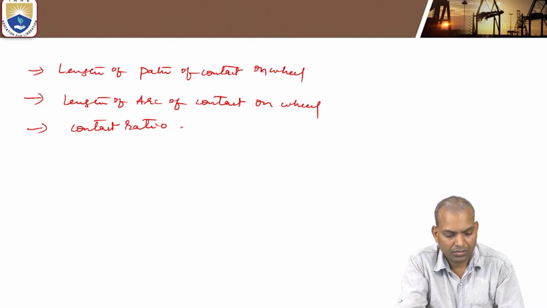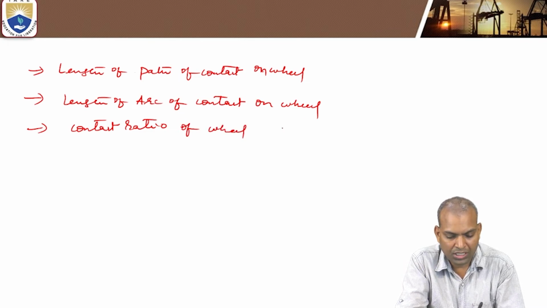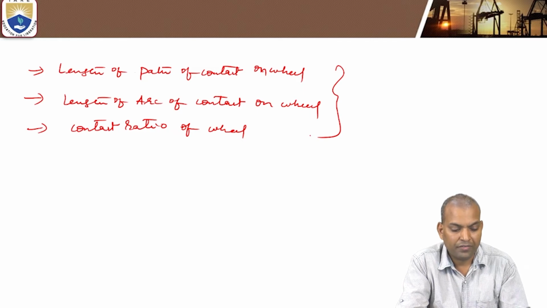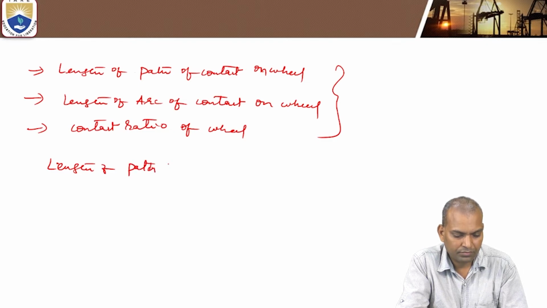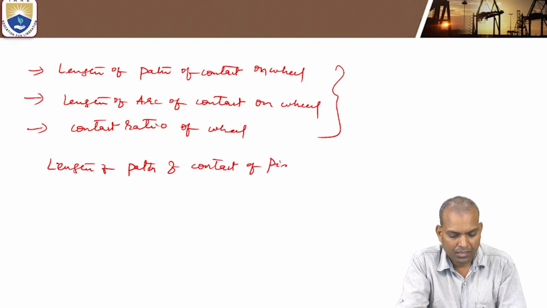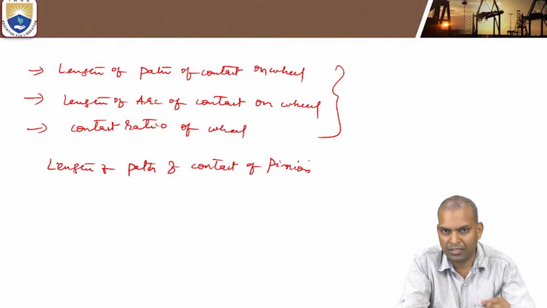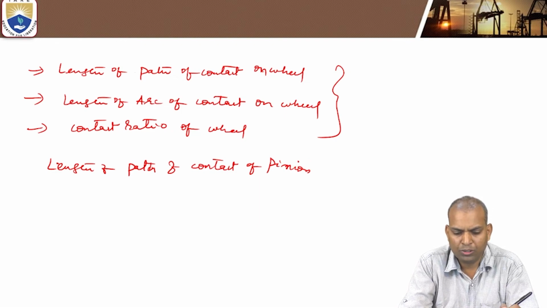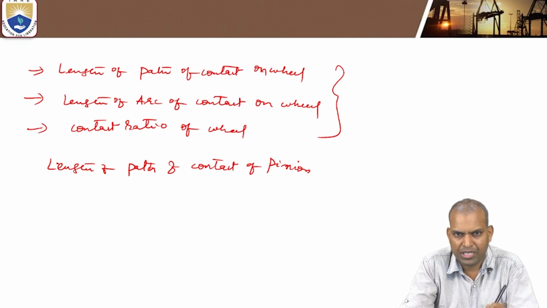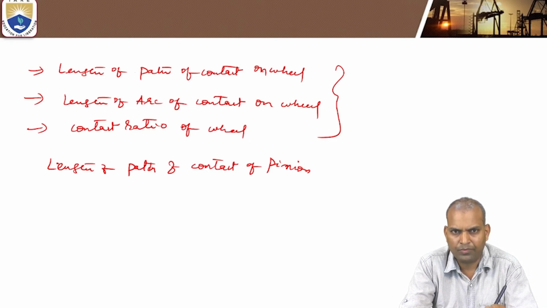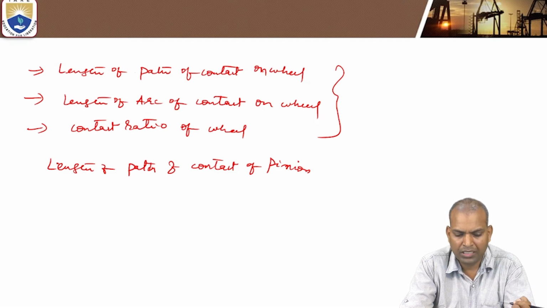Now here, contact ratio of the wheel is only related to the gear. Where is the pinion? That is length of path of contact of pinion. The same parameters will be repeated for the pinion also. So pinion means smaller wheel, gear means larger wheel. We will study in this chapter how the length of path of contact is found and how interference takes place.